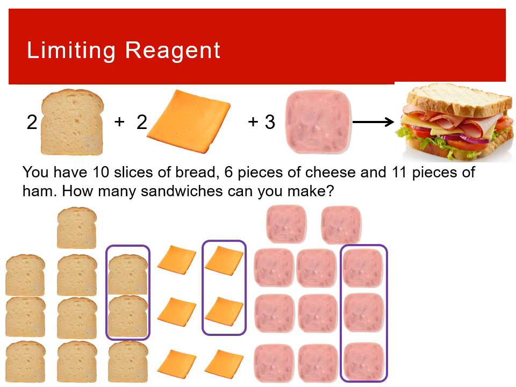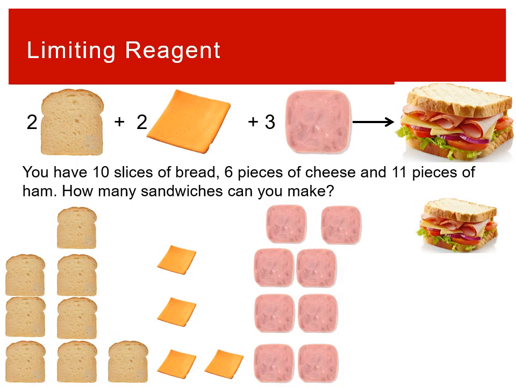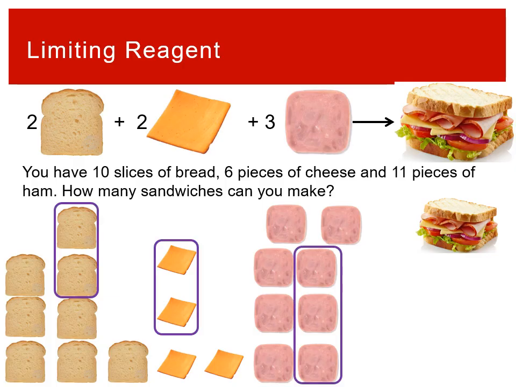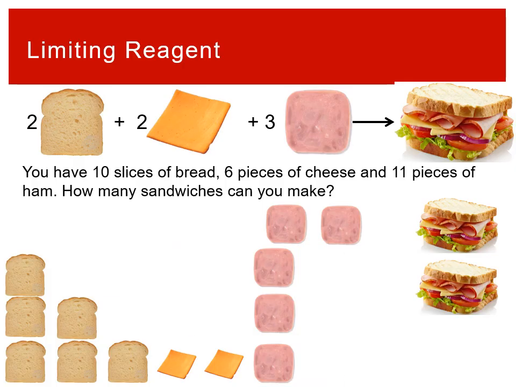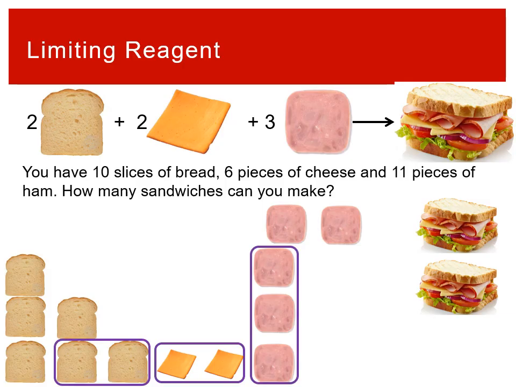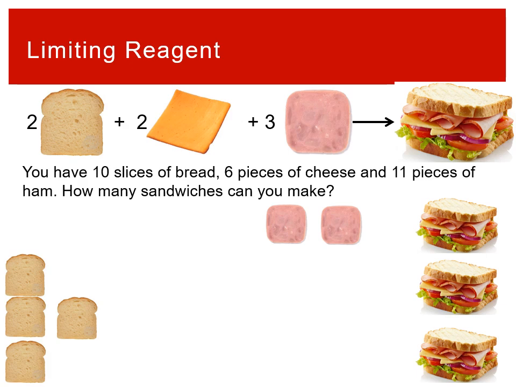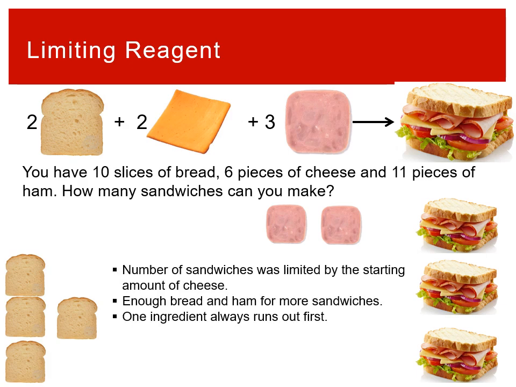When we make sandwiches, we follow this ratio, right? 2 bread, 2 cheese, 3 ham. And that gives us a sandwich. And then those ingredients are gone. Okay, we can keep going. 2 bread, 2 cheese, 3 ham, make a sandwich, they're gone. Again, 2 bread, 2 cheese, 3 ham, make a sandwich, they're gone. We can't make any more sandwiches now.